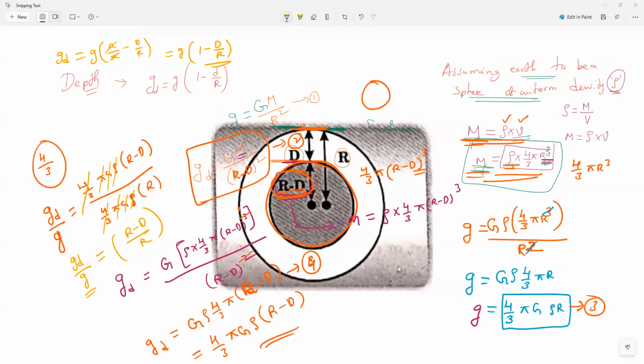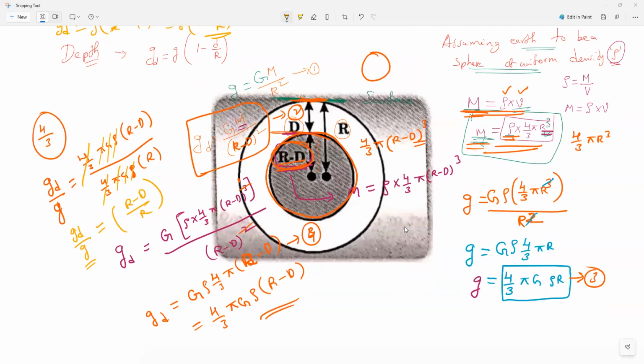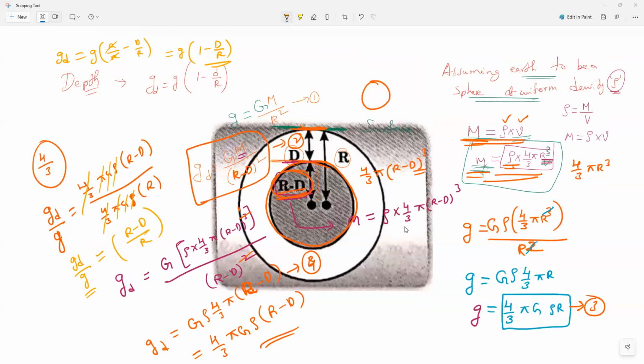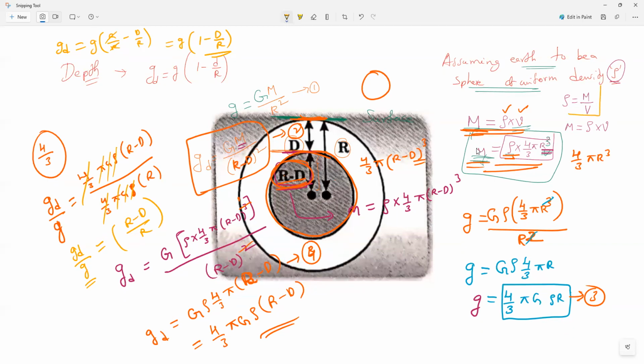So that is how we have derived the formulas for depth and altitude, how we need to calculate. Not only for this, for any kind of planet, if you want to calculate the density, mass, or g value at any point, you have to remember this: density is equal to mass by volume. Mass is equal to density into volume.